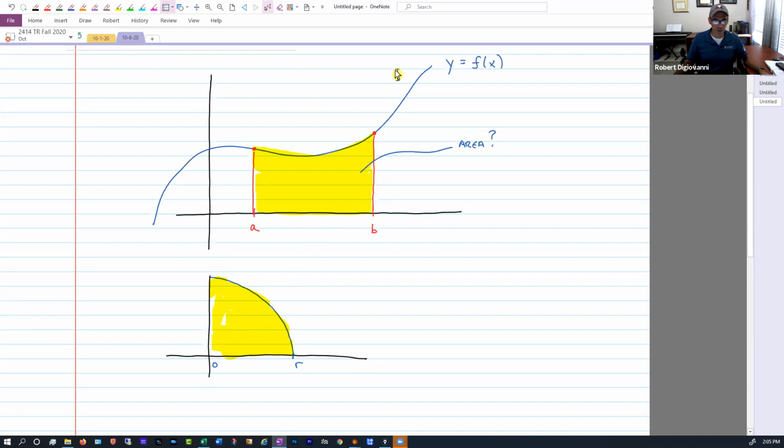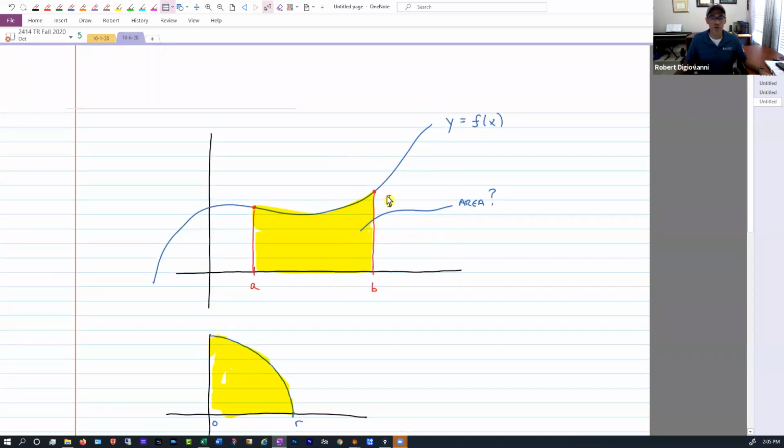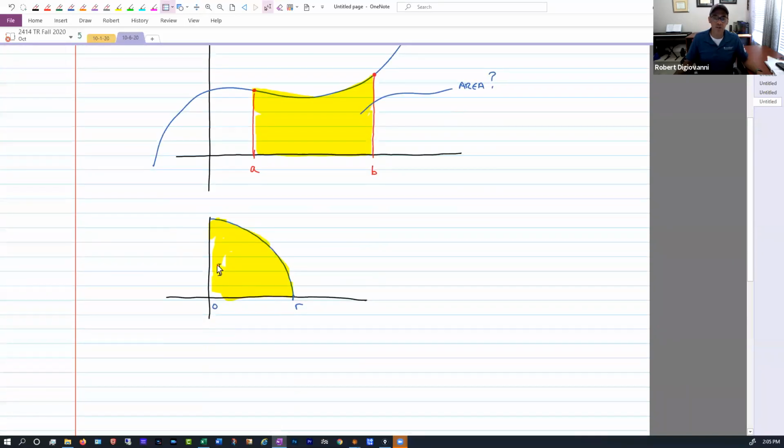So would you agree that solving this more general problem up here, if we could figure out a way to do this, then we could solve the circle problem? Because we just need to figure out what that curve is and then find the area.